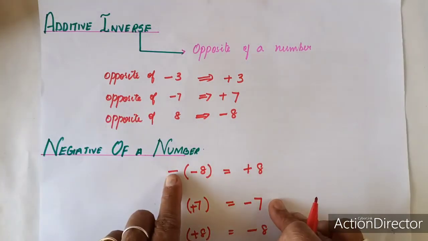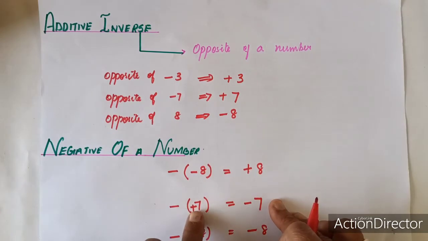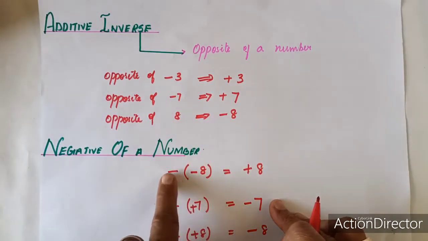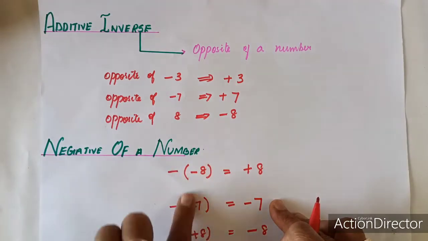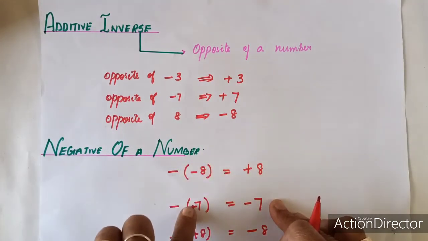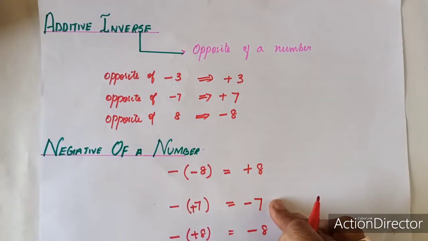Otherwise, just say additive inverse of minus 8 is plus 8. Additive inverse of plus 7 is minus 7. Additive inverse of plus 8 is minus 8. So whenever you see a minus sign before the bracket, use the word additive inverse and then find out the answer for the number given in the bracket. This is called the negative of a number.